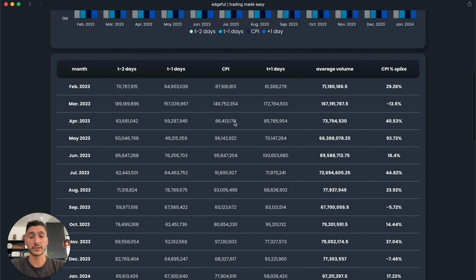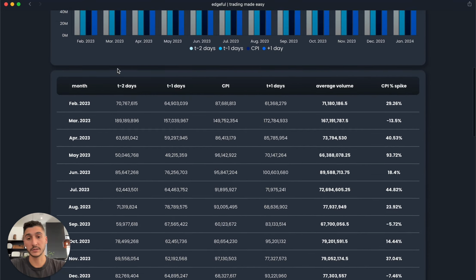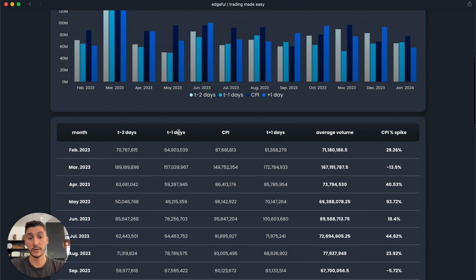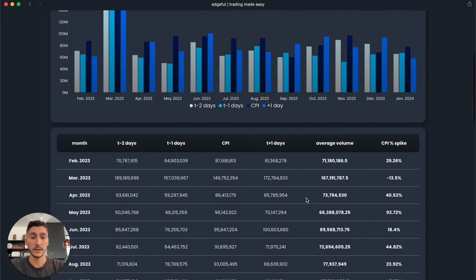And we actually have the breakdown here. T-2 is this light gray bar. T-1 is this turquoise bar. The CPI is the dark blue bar. And then T+1 is the day after, this edgeful blue bar. Then we show the average volume and the change from the average of the actual CPI day.